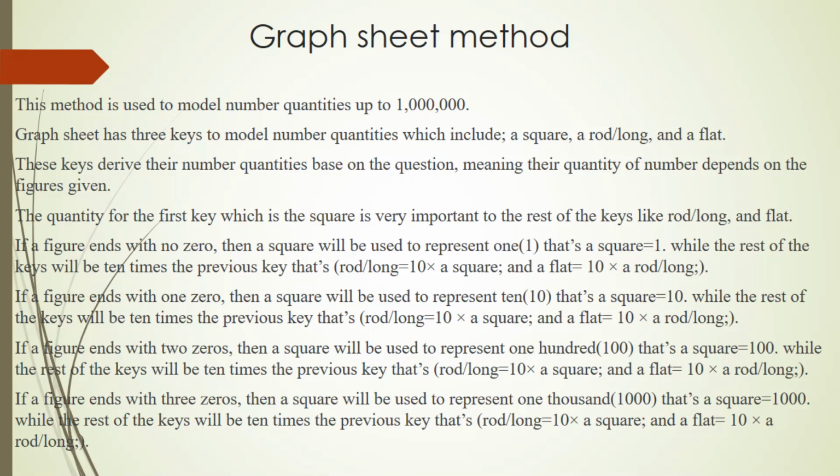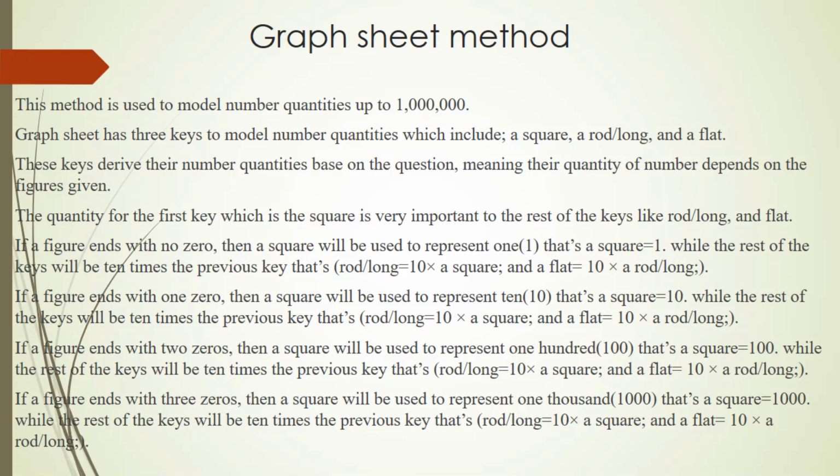Under the multi-base block, we have 4 keys, but under the graph sheet method, we have only 3 keys. If a figure ends with no zero, how do you choose your first key? If a figure ends with no zero, then a square will be used to represent 1. That is, a square equals 1. So any number that has been given to you to model and ends with no zero, then we choose a square to represent 1.